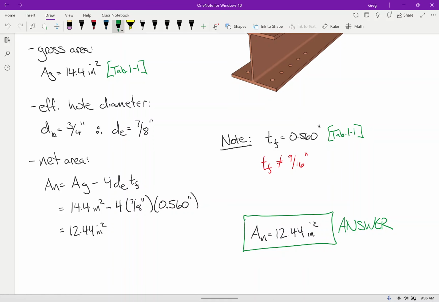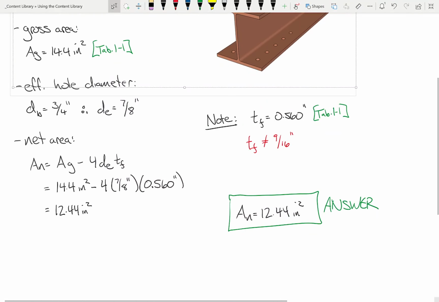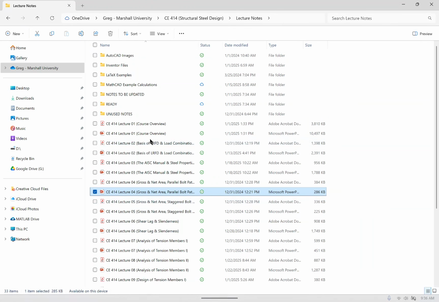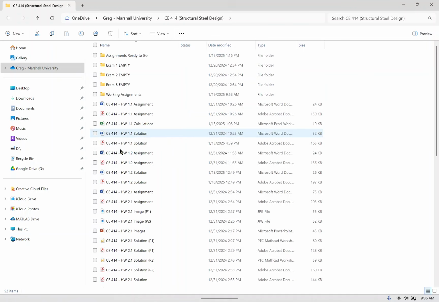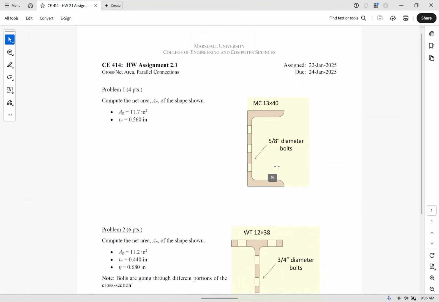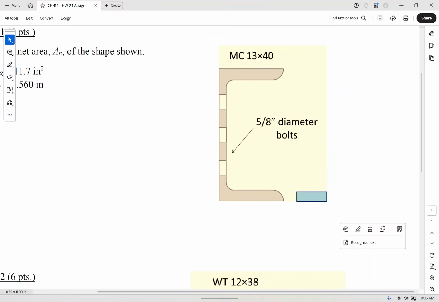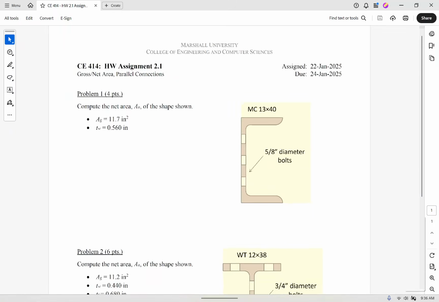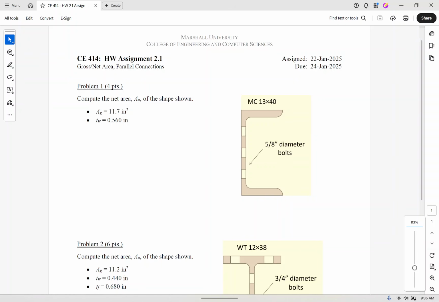Okay. So let me give you a couple of housekeeping items. Let me show you the next homework assignment. I'm not sure why these are highlighted like that. But anyways, here are the two problems I'm giving you on this homework. We're going to compute the net area of this shape. It's an MC 13 by 40.